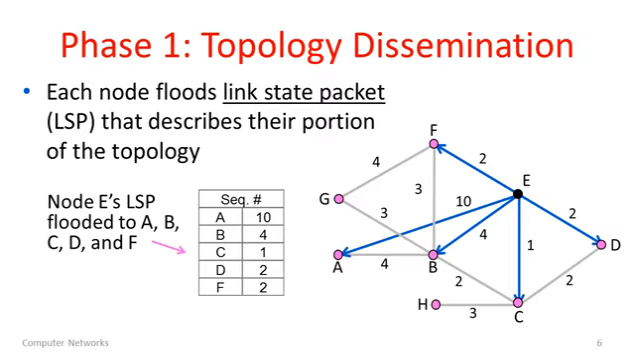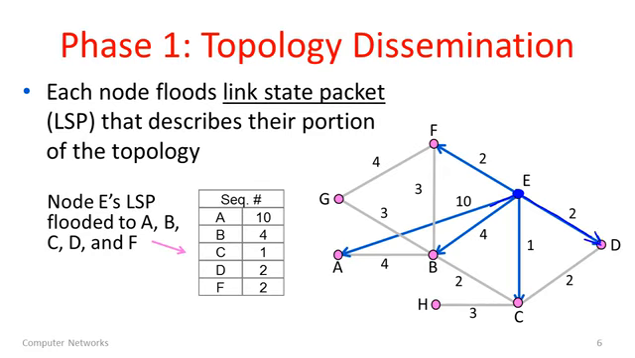I'll go into just a little more detail. So the first phase, this flooding to disseminate the topology. Each node is going to flood what is called a link state packet that describes their portion of the topology. So I've shown the link state packet for node E here. And you can see from node E, if I just look at node E, its portion of the topology includes a link to D. Actually, let me go through it in order.